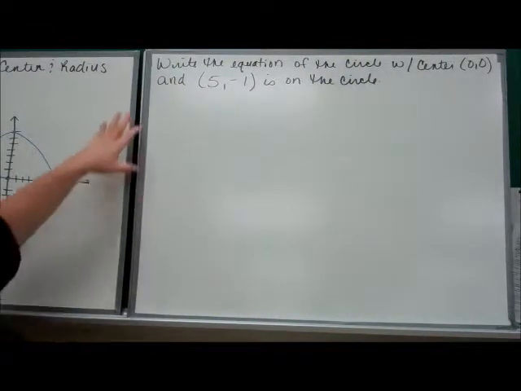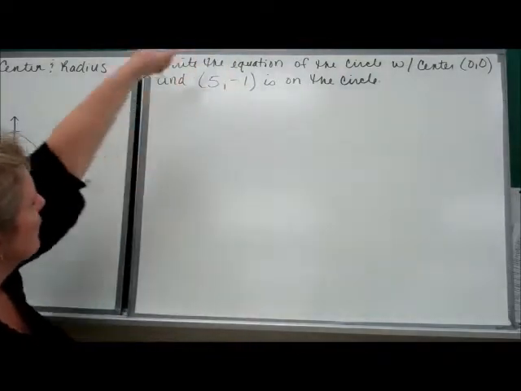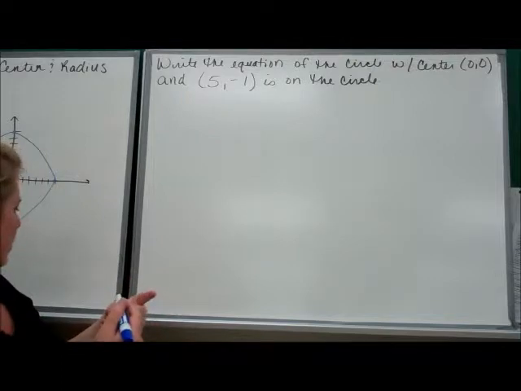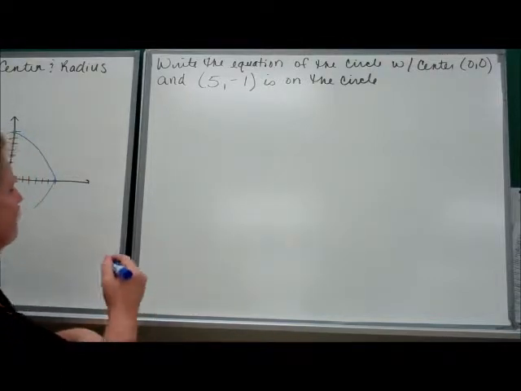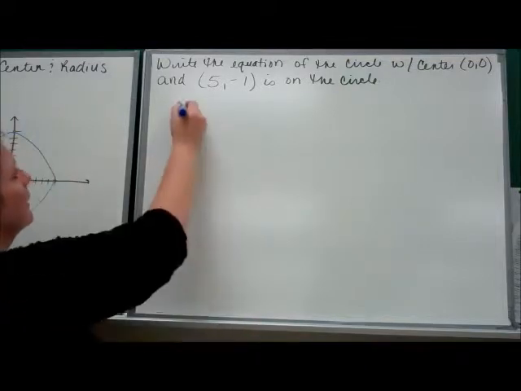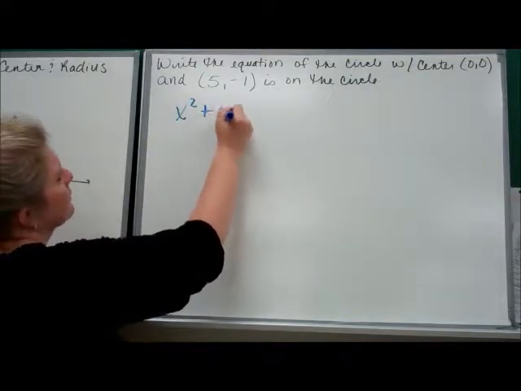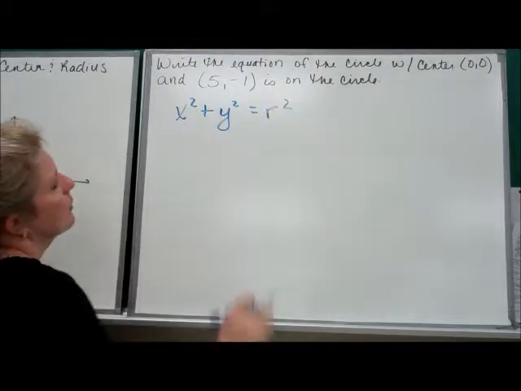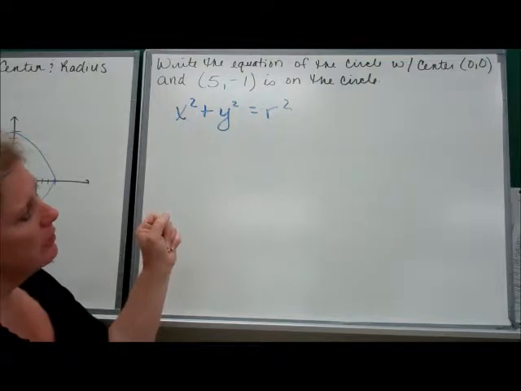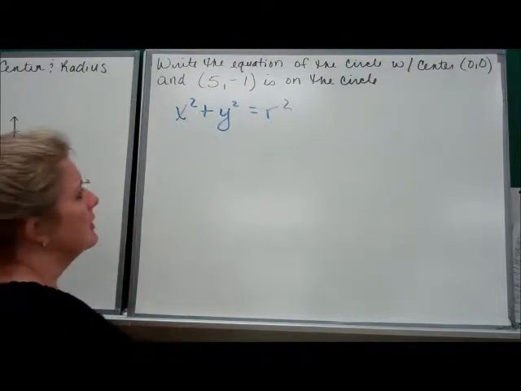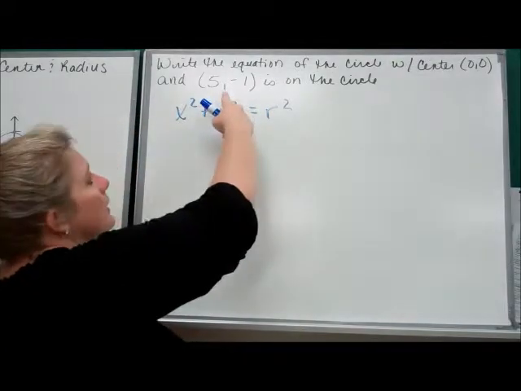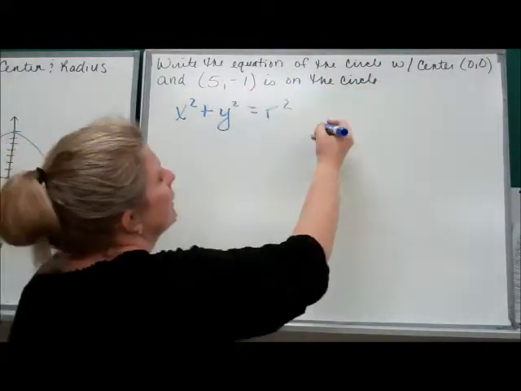Now, write the equation of the circle with center at the origin, and 5, negative 1 is a point on the circle. We need to find the radius. That's the only thing we need to do, because we have x squared plus y squared equals r squared. That is our standard form. I need to find r. And how do we do that? We find r by using the distance formula to find the distance between the point 0, 0 and here, so the center and this point.